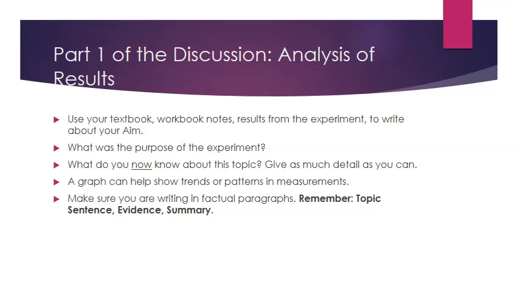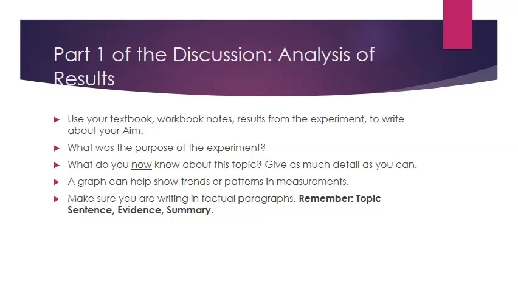We're using our textbook, our work notes, and our results from the experiment to write about our aim. We're trying to remember what the purpose of the experiment was and now reflect back, well, what do my results tell me about that? So if my aim was to measure the effect that light has on plant growth, I'd probably be comparing how much more growth there was in the plant in the sunlight compared to the plant that was in the dark.